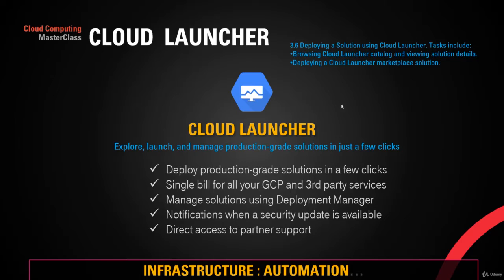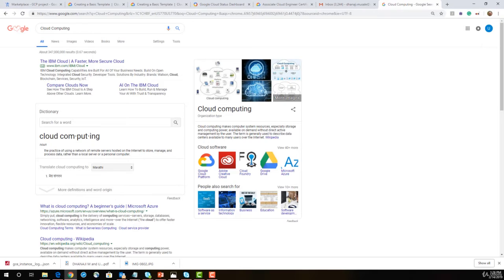We'll just go ahead and launch the services in the console. The syllabus that we have is deploying solutions using Cloud Launcher, browsing the Cloud Launcher catalog and viewing solution details, and deploying a Cloud Launcher marketplace solution. Let's go to the console and try to explore some of the options that we have.